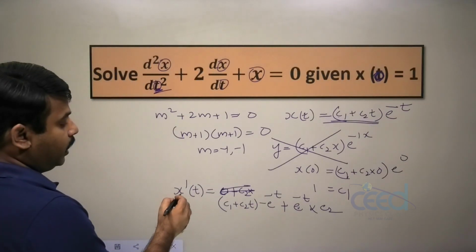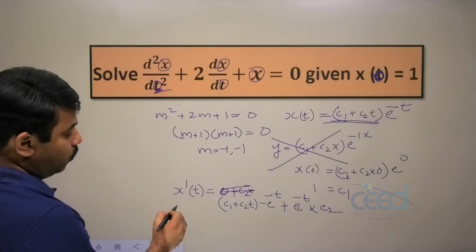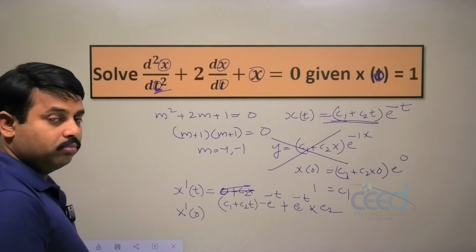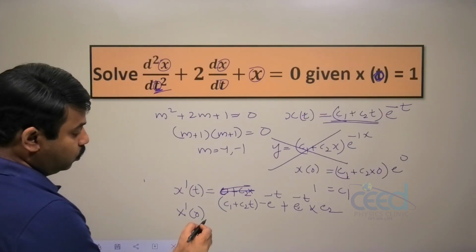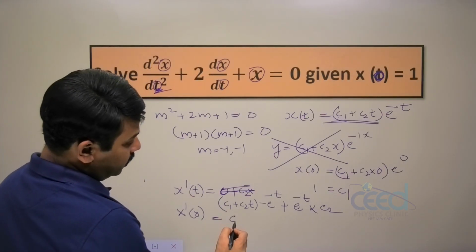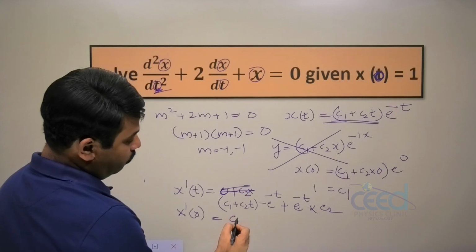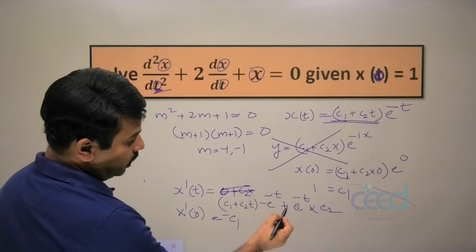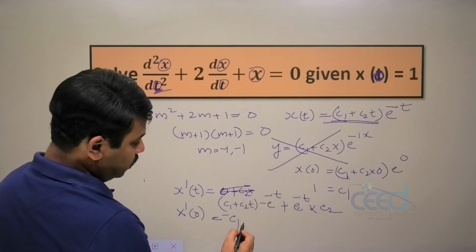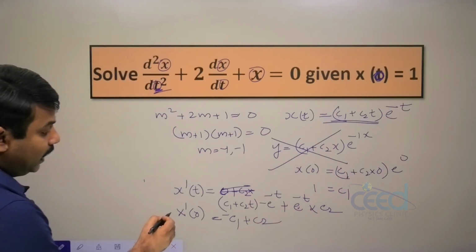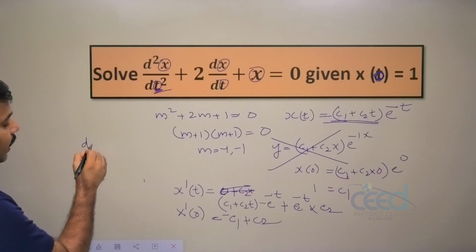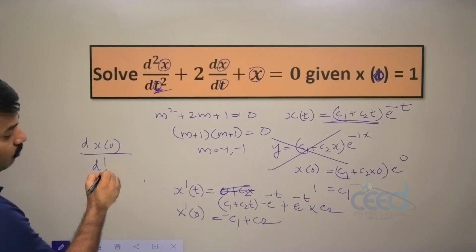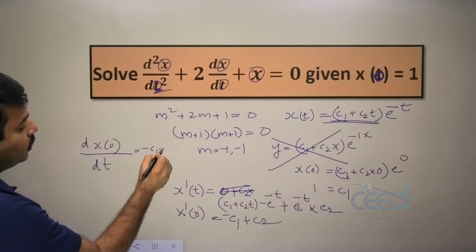Now x dash of t, x dash of 0. Suppose you put t equal to 0 on either side. Then here C1, 0 means here minus C1 will exist, and here 0 means C2 only. Now dx of 0 divided by dt is equal to minus C1 plus C2.